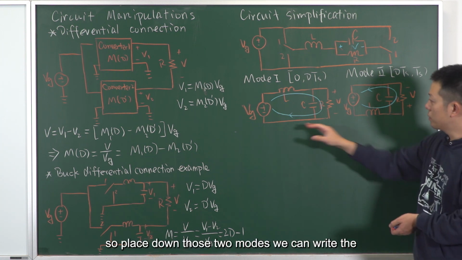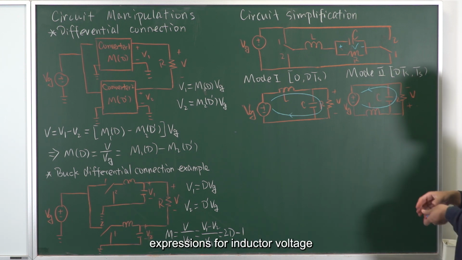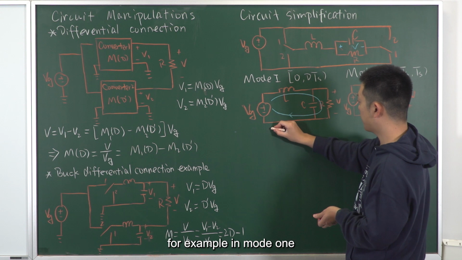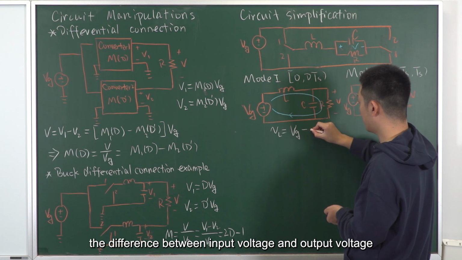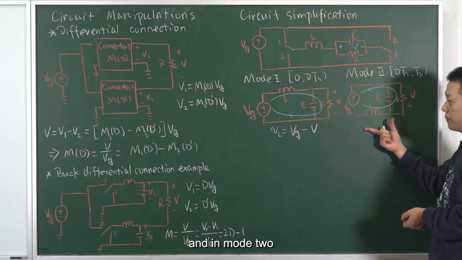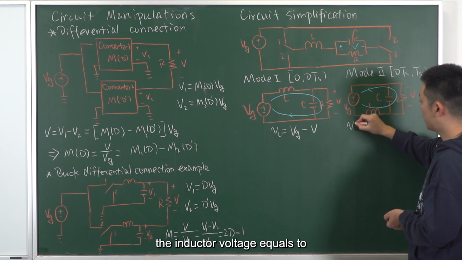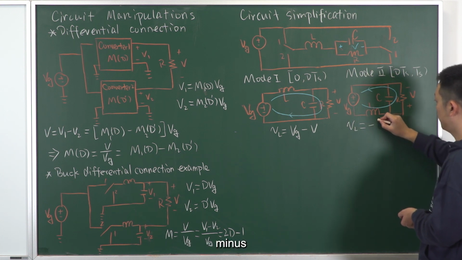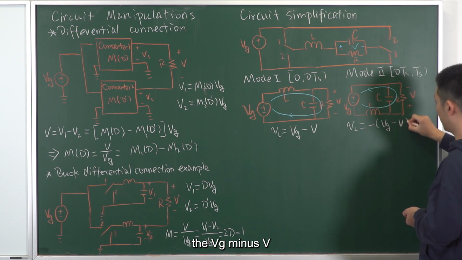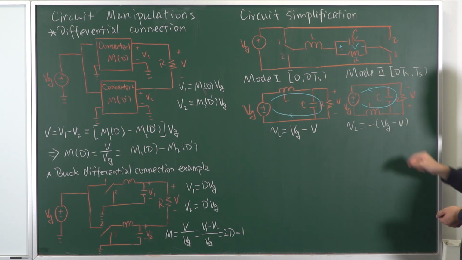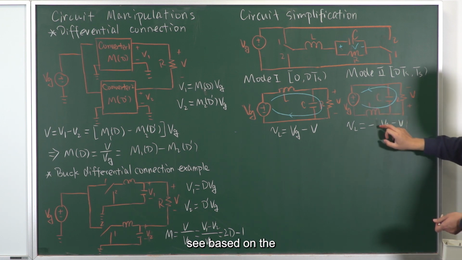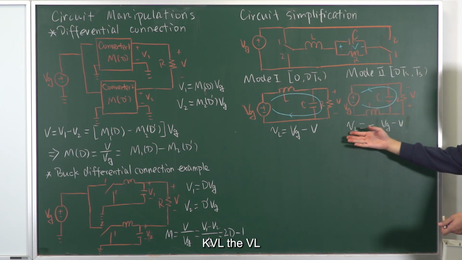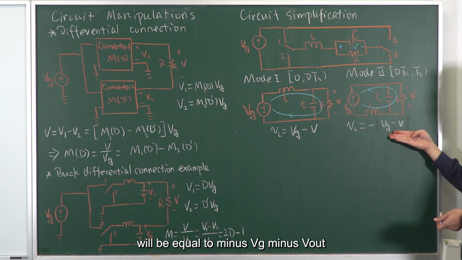So based on those two modes, we can write the expressions for inductor voltage. For example, in mode 1, the inductor voltage equals the difference between input voltage and output voltage. And in mode 2, the inductor voltage equals minus Vg minus Vout. See, based on the KVL, the VL will equal minus Vg minus Vout.